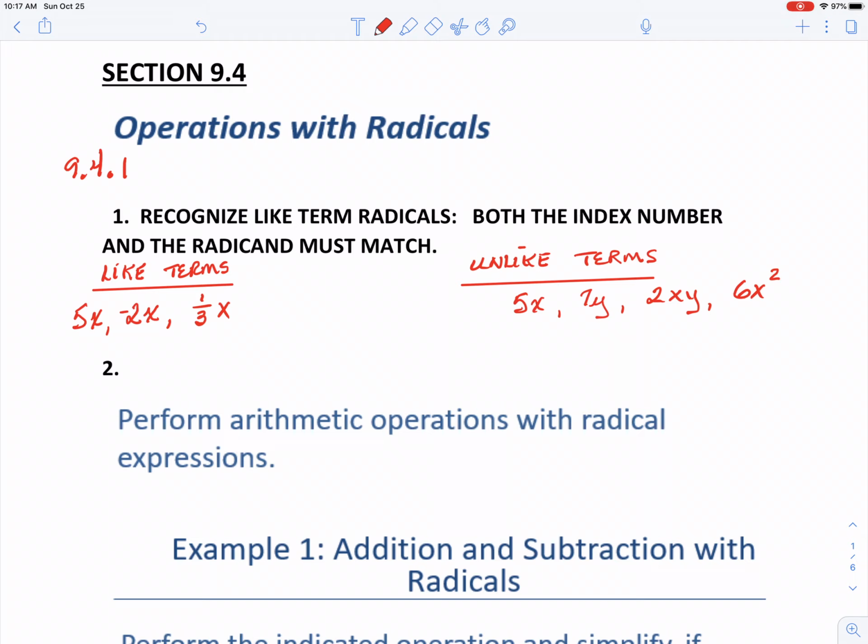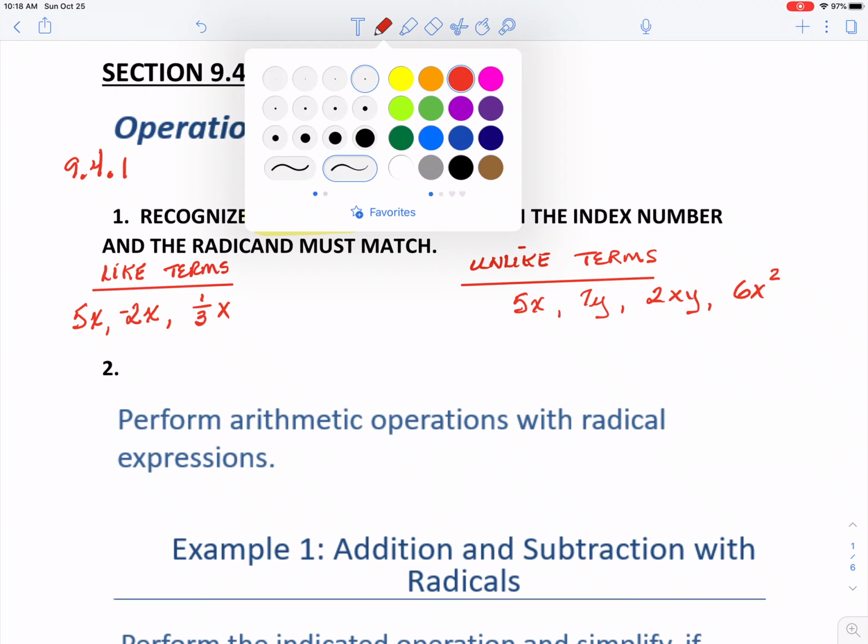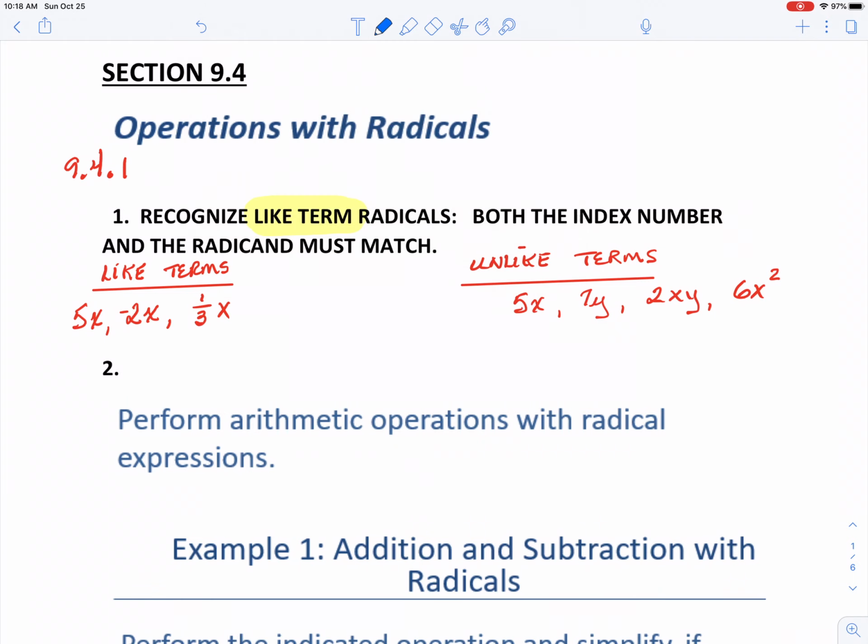So the first thing we need to remember is the definition of like terms. I'm going to start with like terms that are just what you've already learned in algebra. On the left you can see I've got some like terms identified, and let me talk about what makes them like terms. They have exactly the same letter, and these letters have exactly the same power, the same exponent. So these are all considered like terms, and we would be able to combine those.